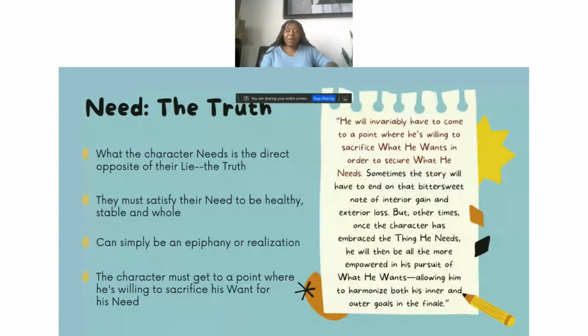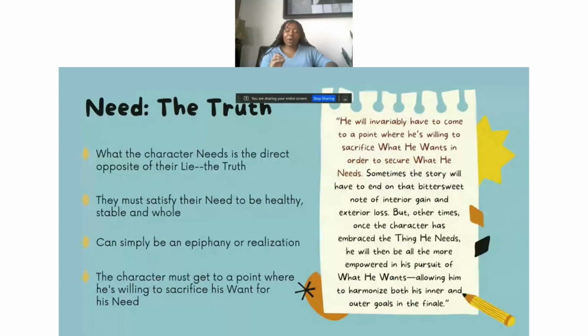So K.M. Weiland then says, he, referring to the character, will invariably have to come to a point where he's willing to sacrifice what he wants in order to secure what he needs. Sometimes the story will have to end on that bittersweet note of interior gain and exterior loss. But other times, once the character has embraced the thing he needs, he will then be all the more empowered in his pursuit of what he wants, allowing him to harmonize both his inner and outer goals in the finale.